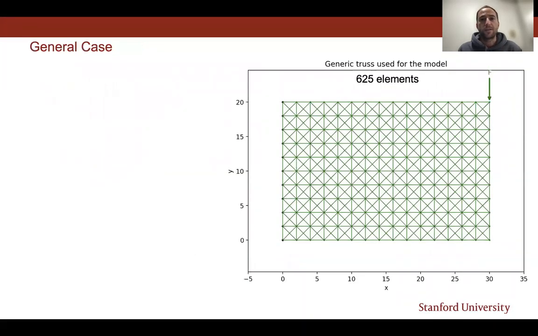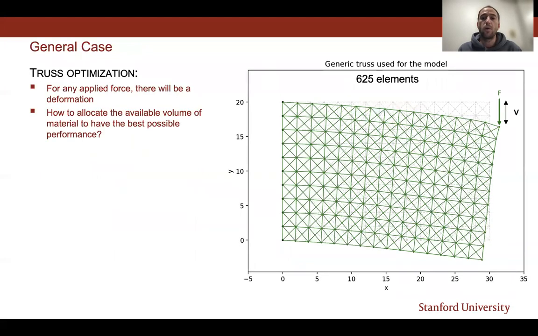This is a generic truss that we used. It contains 625 elements and at the same time 625 cross-section areas. And for a given load, it will incur in a deformation. So the problem is how to determine the cross-section areas of the 625 elements in order to have a high performance. And this is a complicated problem because it's a high number of variables, and also because it's non-linear relationship between the cross-section areas and the performance.